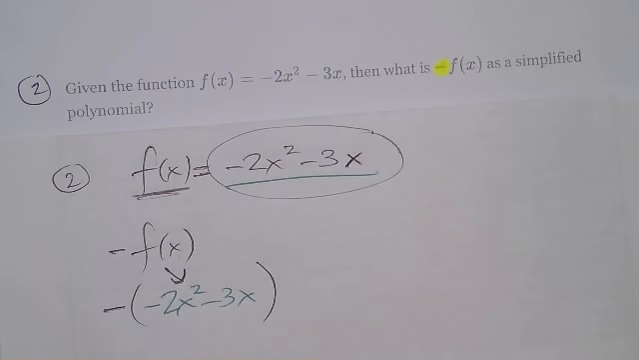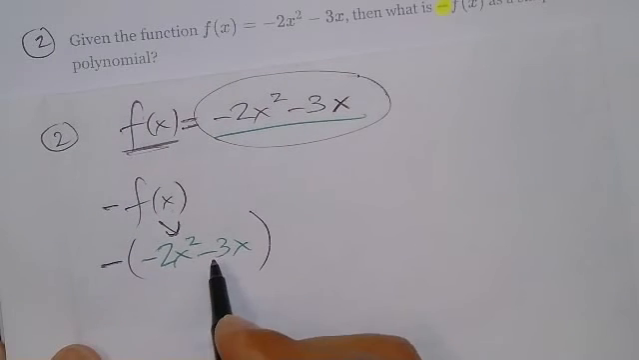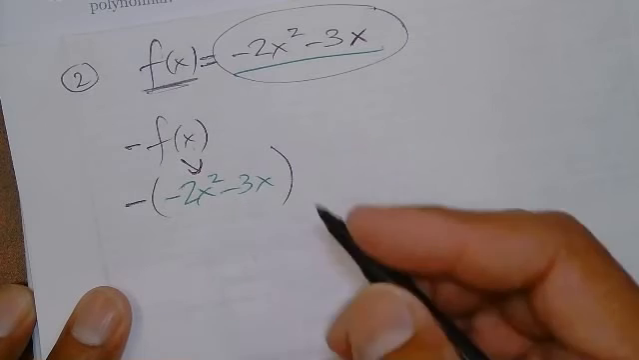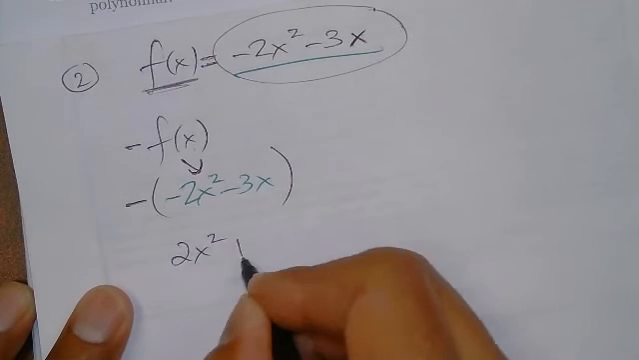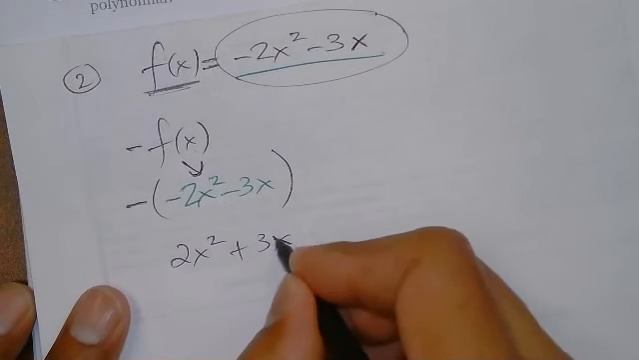So there's not an input into the function, but there's something on the outside that's affecting the function. In this case, you're just multiplying a negative 1 to it. Do you guys understand that? Do you guys see how easy that is? Does that make sense? Yeah? So you're just distributing a negative or multiplying by negative 1. And what's going to be left? Well, positive 2x squared plus 3x.